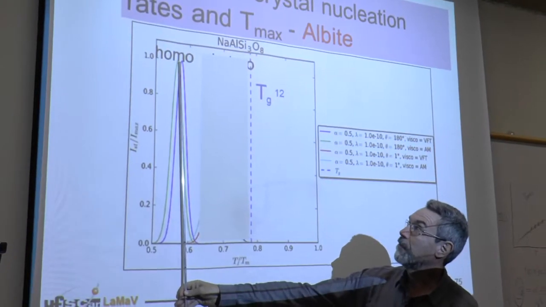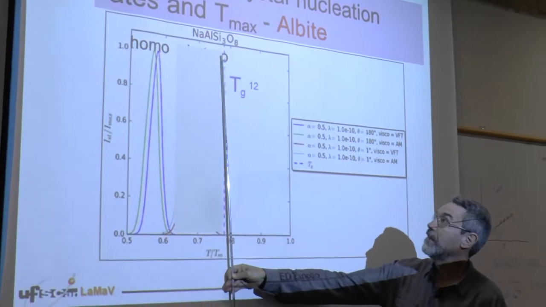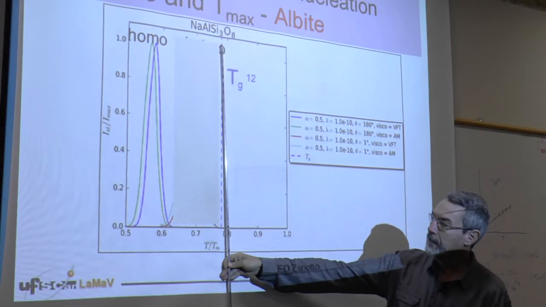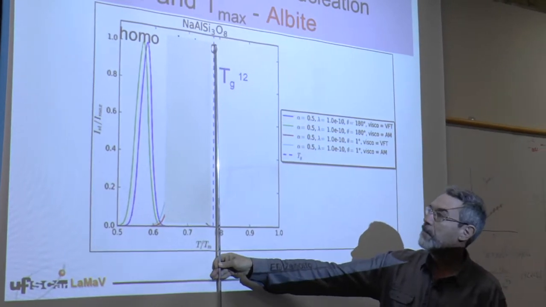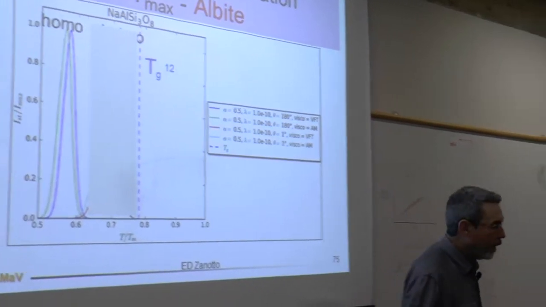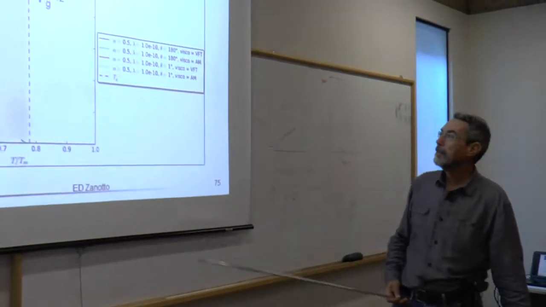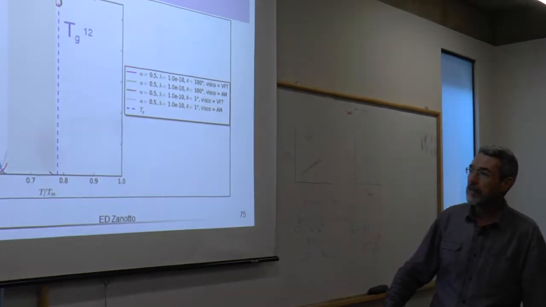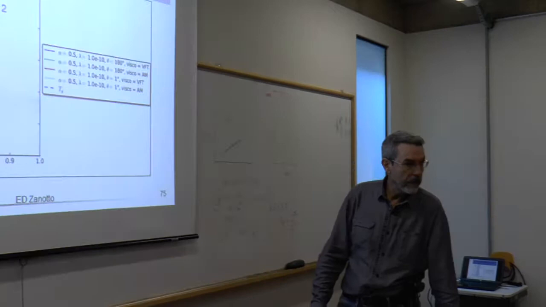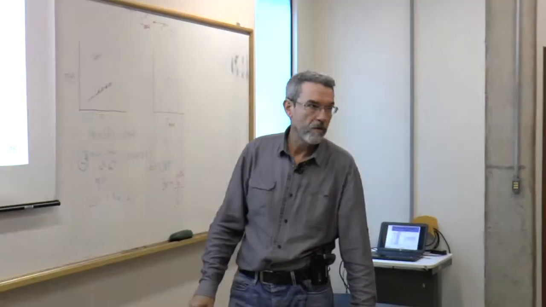But the TGR of this glass is almost 0.78, almost 0.8. So the predicted curves are well below TG. And that's why this glass does not show any sign of homogeneous nucleation. You heat it up, there's no nucleation, then there's no growth.